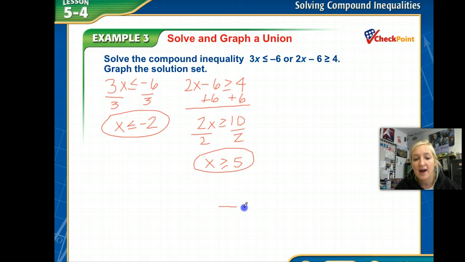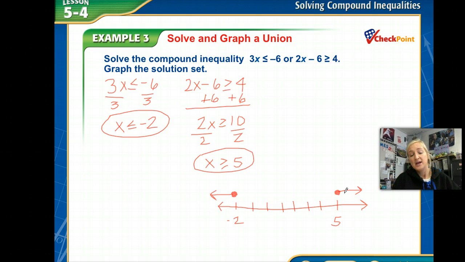So now I'm going to graph it on a number line and take a look at what that looks like. I have negative 2, negative 1, 0, 1, 2, 3, 4, 5. It's a closed circle at negative 2, and it is going in this direction. And it's a closed circle at 5, and it's going in this direction.